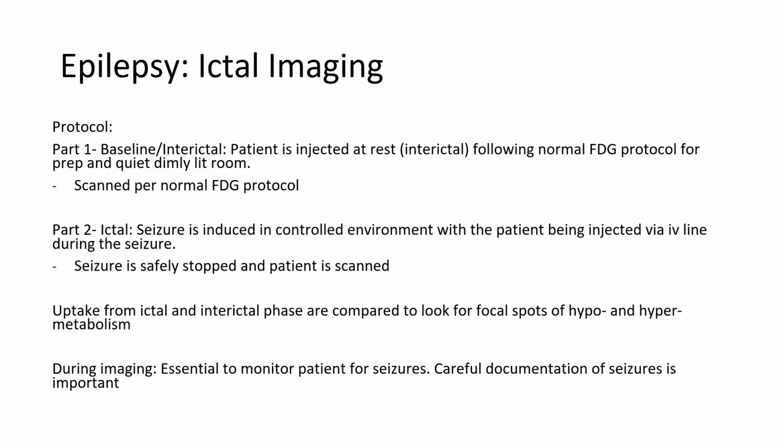So here's the protocol. For part 1, it's a baseline interictal study. The patient is injected at rest, interictally, following the normal FDG protocol for the PET, in a quiet, dimly lit room. So the protocol is exactly the same: inject them, wait 30 to 60 minutes, then scan them. That basic protocol that I told you at the beginning is pretty much the same for all of them. The difference with epilepsy is that the patient is getting scanned twice.